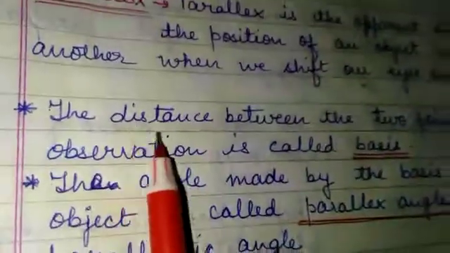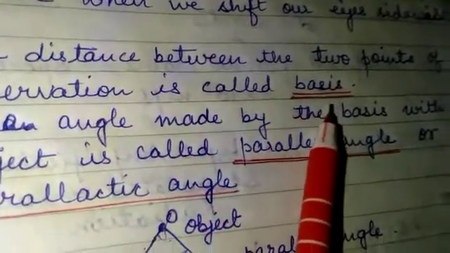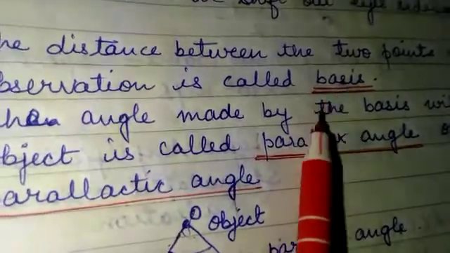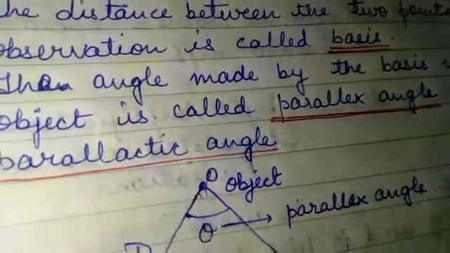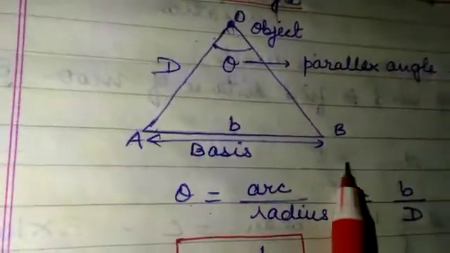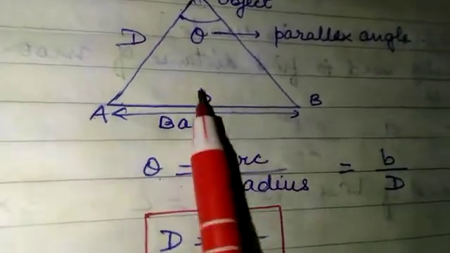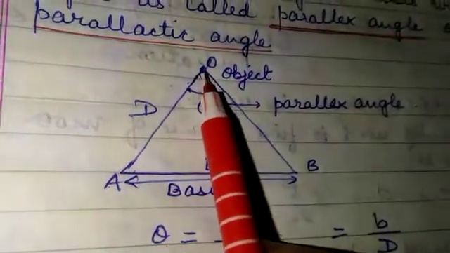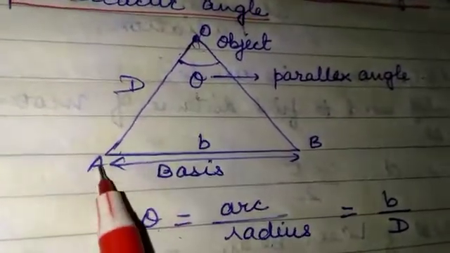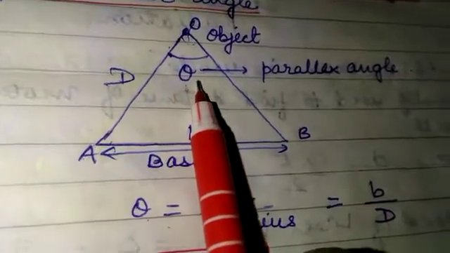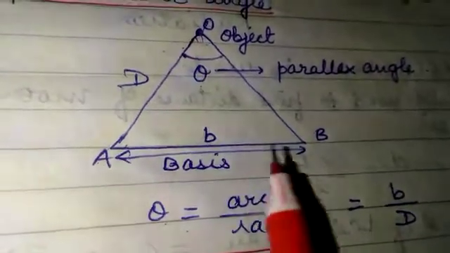The distance between the two points of observation, that is the distance between the two different positions of the observer, is called the basis, and the angle made by the basis with the object is called the parallax angle or parallactic angle. Here these are the two points of observation A and B, and the distance between these two points is called the basis, which is represented by B, and this is the object. The angle made by this basis with this object is called the parallactic angle, which is represented by theta here, and this D is the distance of that object from the point of observation.